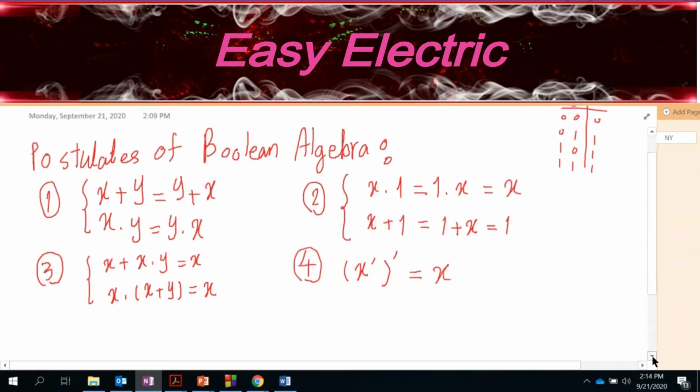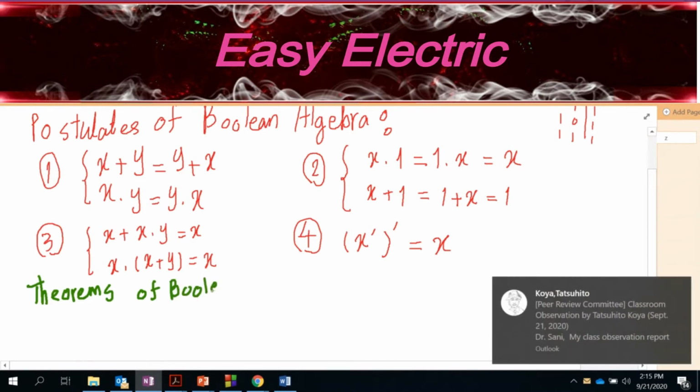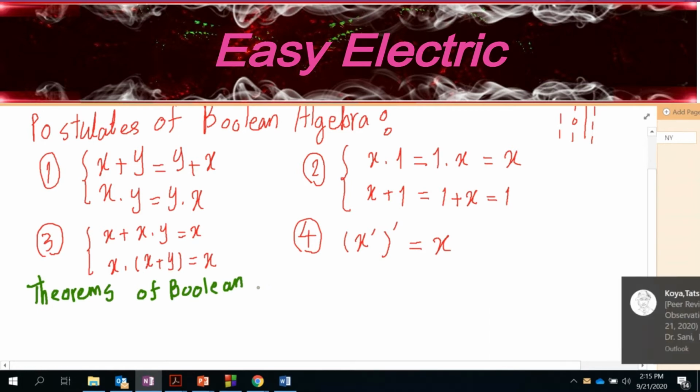But on the other side, you have some theorems, okay? So the next thing that I want to mention, let's write the title. The title is the theorems of Boolean algebra.